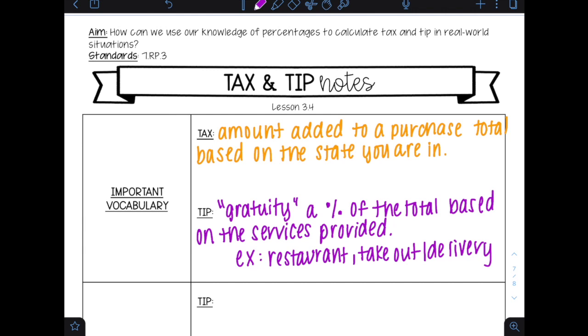Now, tax is usually added to the purchase total. Tip you usually give to somebody and usually try and find that amount that's going to be given as a tip. So there's an importance of reading the question very carefully to find out what you're being asked to look for.